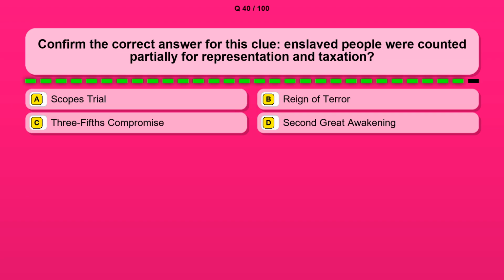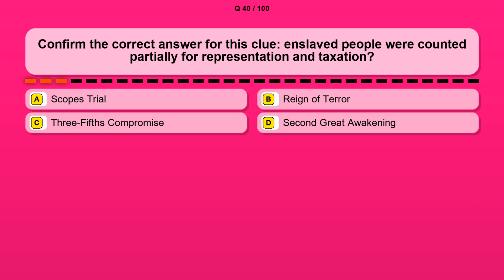Question 40. Confirm the correct answer for this clue. Enslaved people were counted partially for representation and taxation? Option A, Scopes trial. Option B, Reign of Terror. Option C, 3-5ths compromise. Option D, Second Great Awakening.